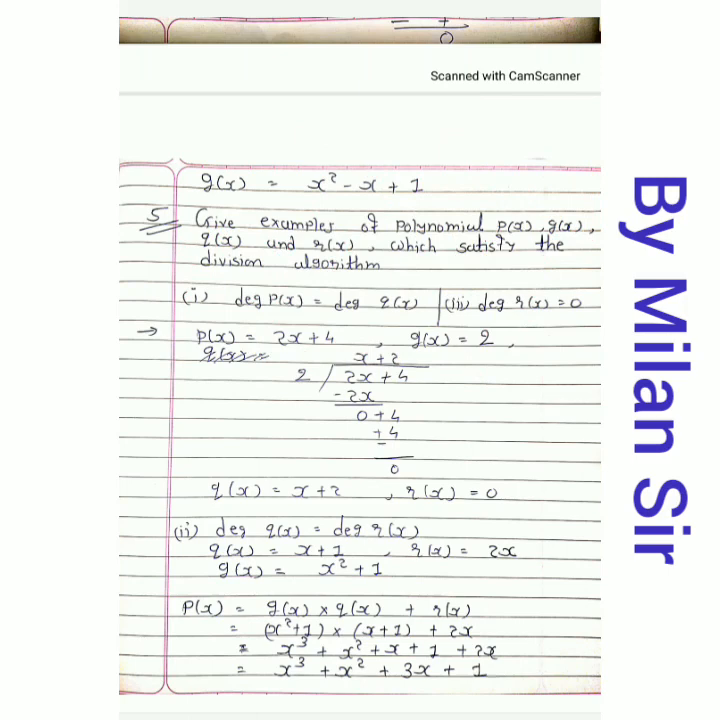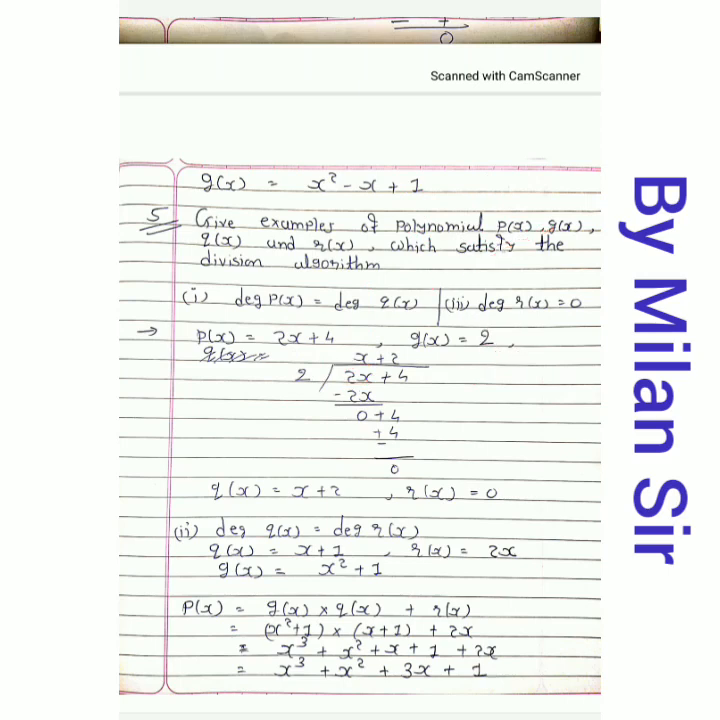Now divide p of x by g of x. So 2x plus 4 divided by 2. Okay, then first term by first term, 2x by 2. 2 cut, x is the answer. So here I put x.